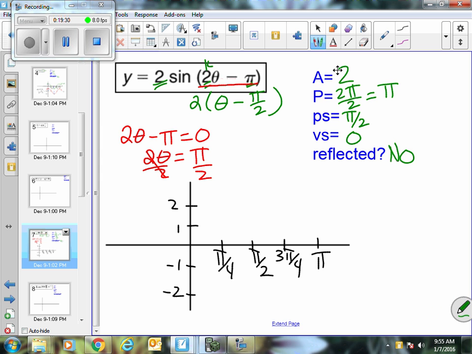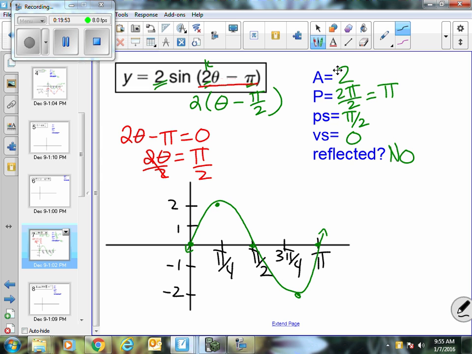I'll do my kind of pre-one in green here. Starts at the middle, max, middle, min, middle. So it's been stretched vertically, compressed horizontally. So we have our initial graph. Now we're going to move this pi to the right. Or sorry, pardon me, pi over 2, looking at the wrong line. The phase shift is pi over 2.